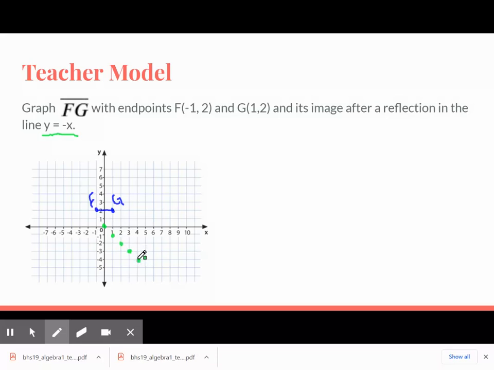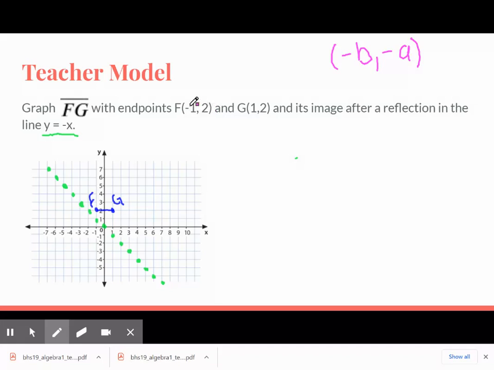How do you know that? Does that always start at the origin? Y equals x and y equals negative x always start at the origin, yes, because the rule for y equals negative x is opposite of B, opposite of A. So what that means is I flip these coordinates and change the signs. So you need to actually do that.